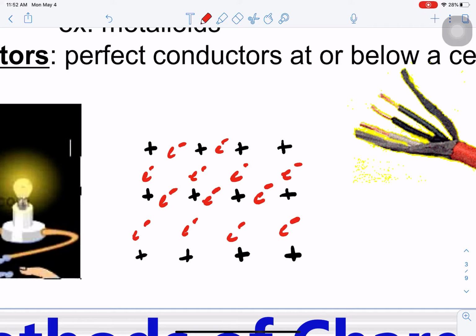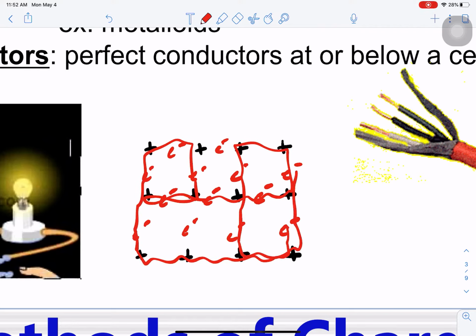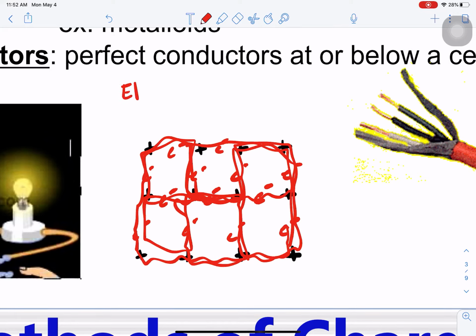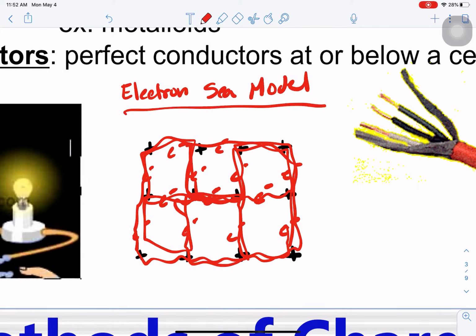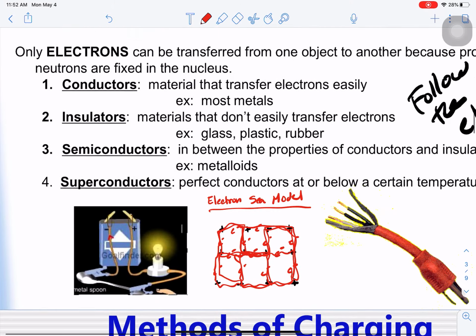Now, in metals, the electrons are able to move freely about the structure, going from atom to atom easily. This is known as the electron sea model. The electron sea model is for all metals, and we know metals are conductors, and conductors allow for their electrons to move freely about the structure. That's why they're able to be transferred easily, and that's why they're polarized at larger distances, as you saw in those simulations. So conductors, electron sea model. There's a little bit of chemistry behind it.